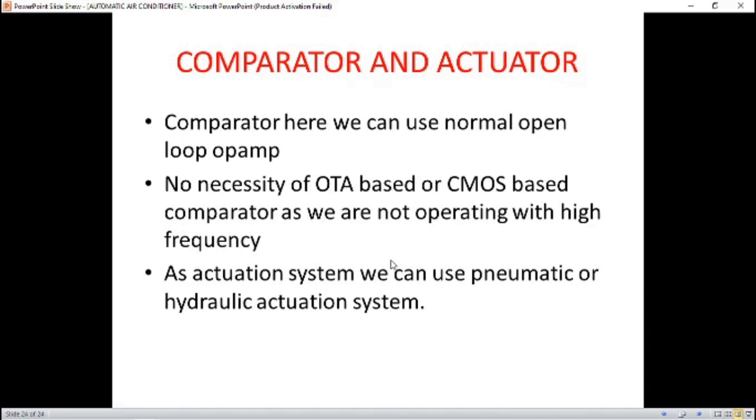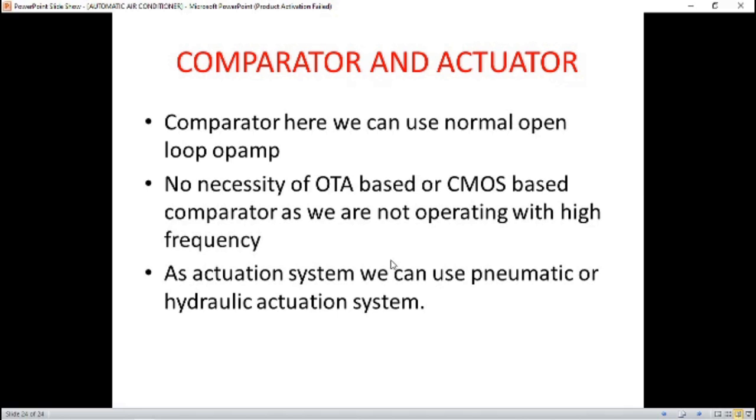The last thing is the comparator and actuator, the two remaining blocks of the diagram that I skipped. As a comparator we can use a normal open loop op amp. We will not require an OTA, meaning operational transconductance amplifier, or a CMOS based comparator, because we are not going to operate at high frequency, as temperature is a very slow variable and will not vary frequently. So we can simply go with an open loop op-amp. Of course there will be a problem of offset, but we can reduce it by using different offset minimization techniques, and it will work fine.